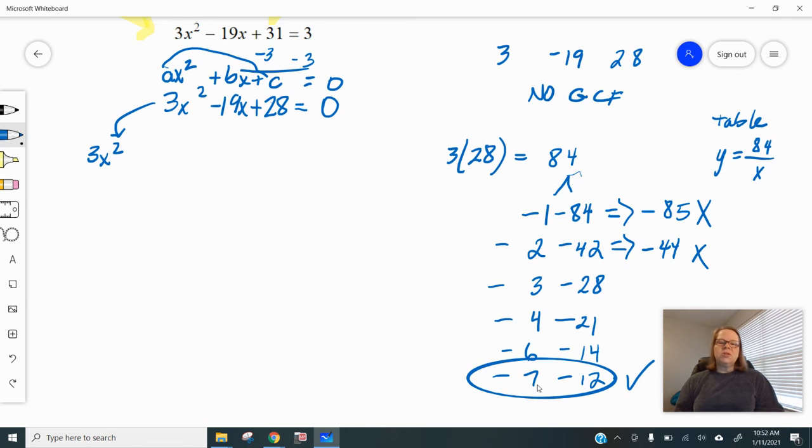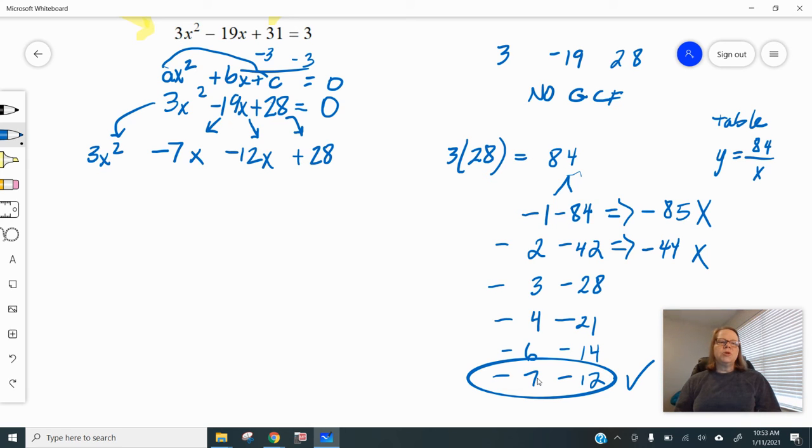I'm going to write these two terms because I'm just splitting up negative 19x into two terms, negative 7x and negative 12x. Think about it. Those add up to be the same thing. So I'm not changing the equation other than just rewriting it in a different way. And then I'm going to bring down the positive 28.